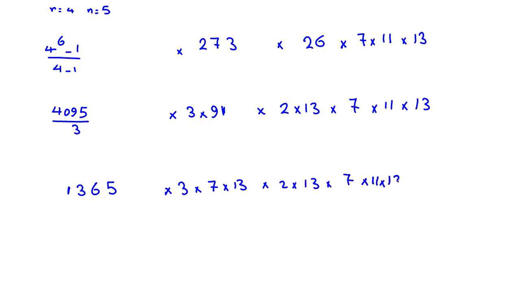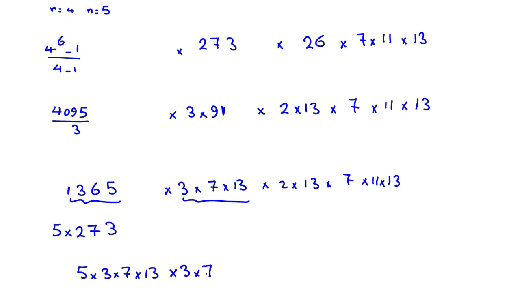So let's focus only on the first number. We see that this number is a multiple of 5 first. We can say 1365 is 5 times 273. And again, 273 is 3 times 91, which is 3 times 7 times 13. So it will be 5 times 3 times 7 times 13 times 3 times 7 times 13 times the rest: 2, 13, 7, 11, 13. And then the power of 2 here is 2 to the power of 1.